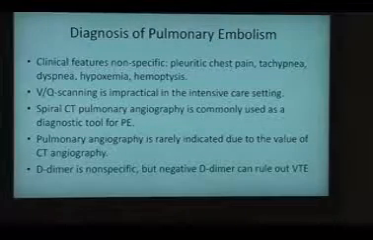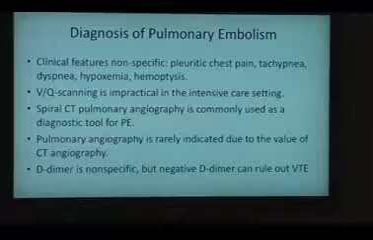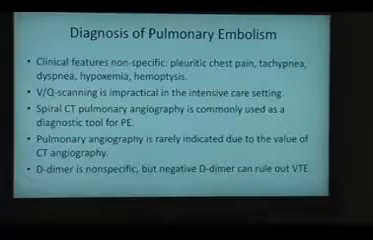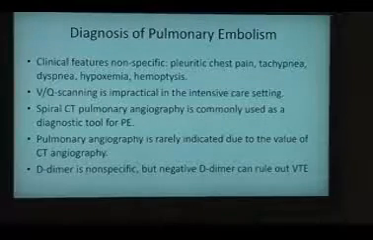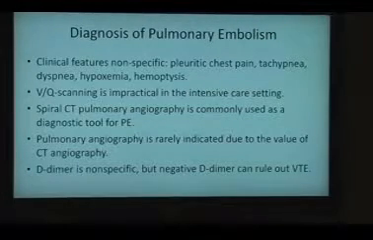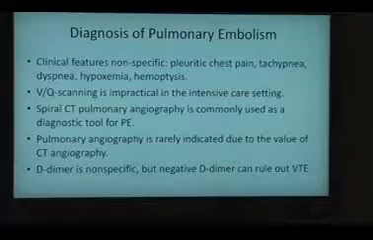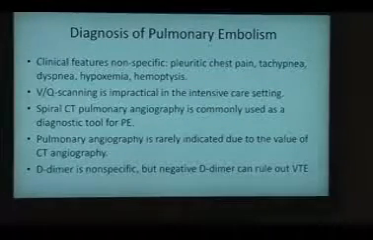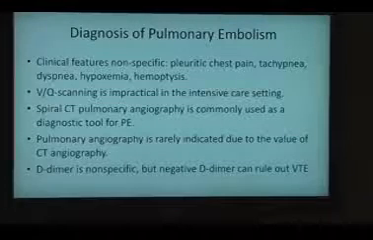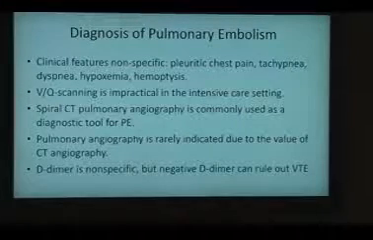As far as diagnosis, clinical features tend to be non-specific. They include things like pleuritic chest pain, tachypnea, dyspnea, hypoxemia, hemoptysis. That occurs related to other things as well, so it's non-specific. VQ scanning is not practical at all for critically ill patients. You still get a patient every so often they want to take for a VQ scan who's on a ventilator. That is really a challenge.